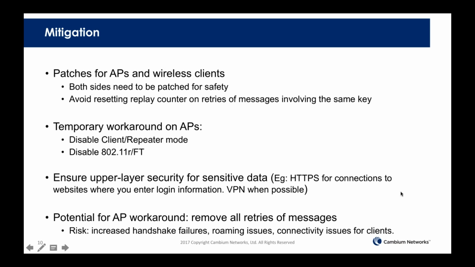So the disabling of the client mode does impact functionality. 11R would basically slow down some of the roams and connections from the clients as they move between the APs. The other always good practice is to ensure that there is good upper layer security for sensitive data. So Wi-Fi encryption is only between the client and the access point. So for instance, if you are accessing a website which is asking for your login information, it's always good to make sure that the connection is HTTPS, which is usually indicated by a padlock or a certificate information in the URL of your browser.